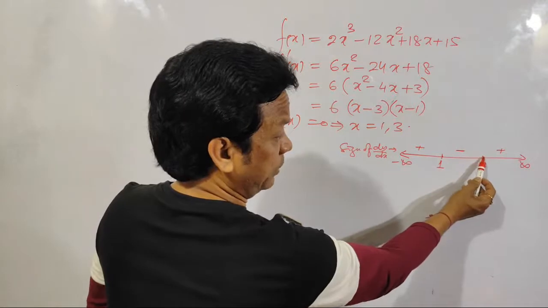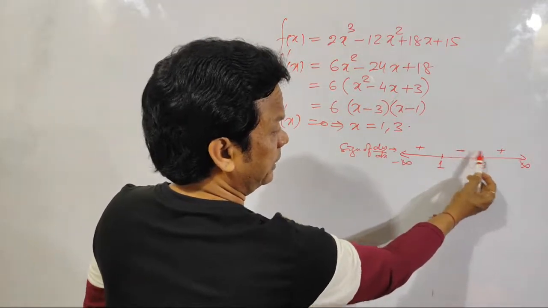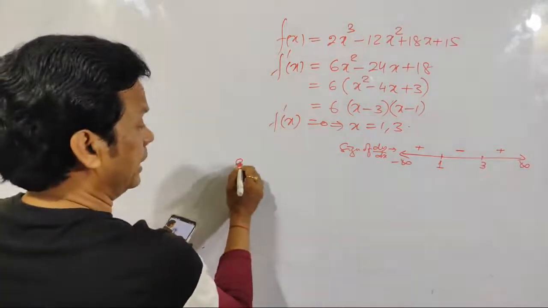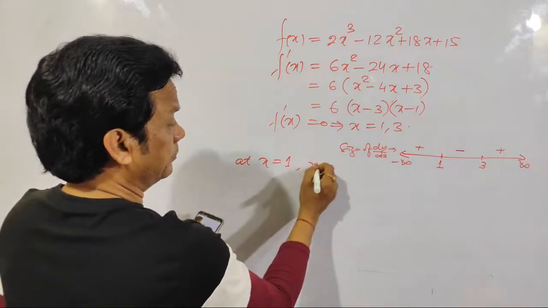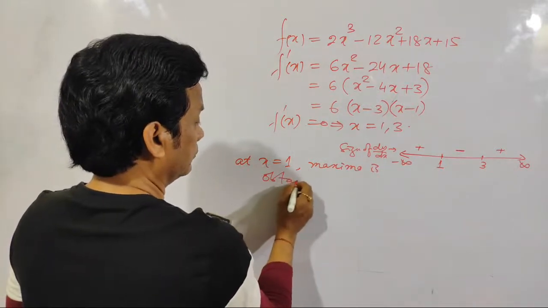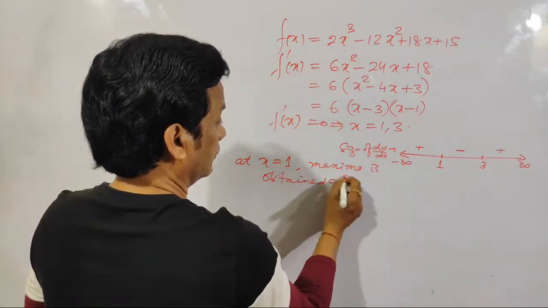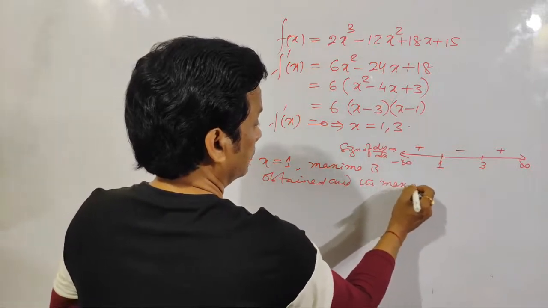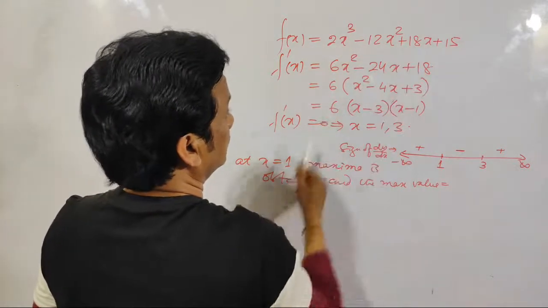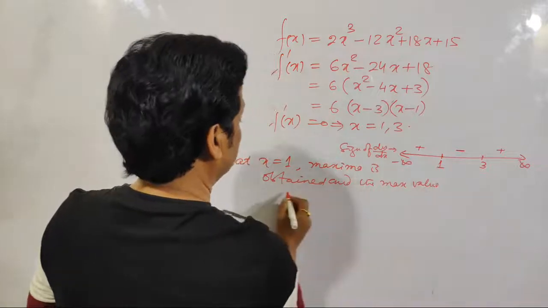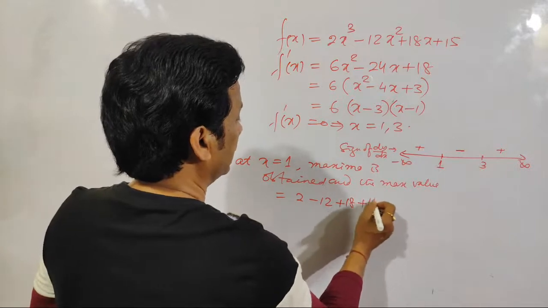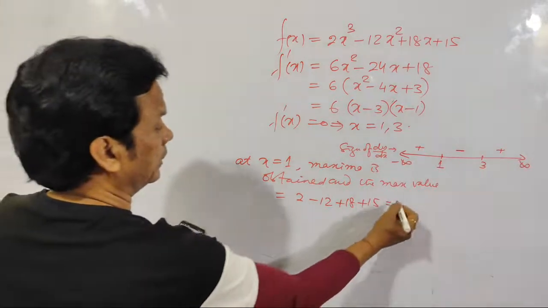And while passing through x is equal to 3, the sign of the derivative changes from negative to positive. That means that at x is equal to 3, minimum will be obtained. Okay. So at x is equal to 1, maxima is obtained, and the maximum value is equal to, simply put x is equal to 1 in the given function. You will put 1, that means maximum value is equal to 2 minus 12 plus 18 plus 15, and that is the answer. Okay, you can write the answer.